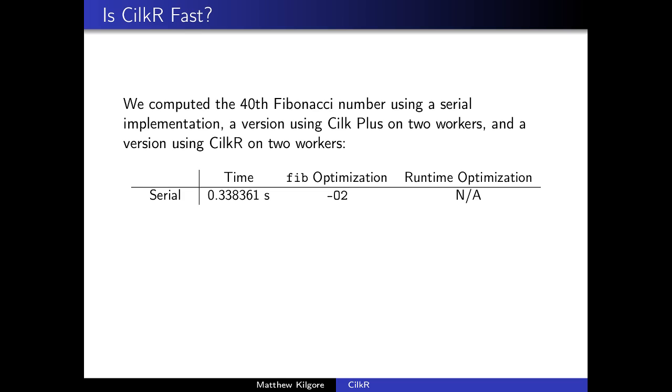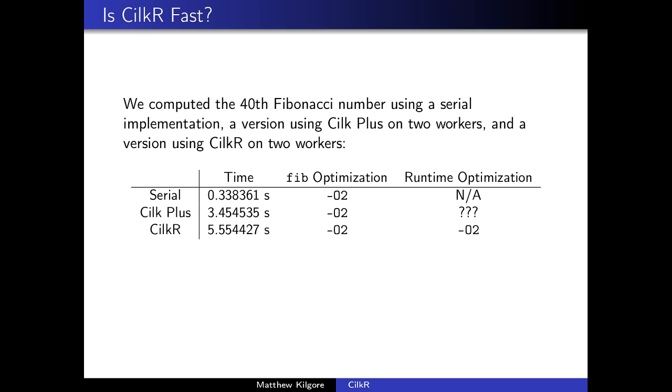So the serial version took 0.338 seconds. That was compiled on O2, and obviously it wasn't using a Cilk runtime. Cilk+ took 3.4545 seconds, again compiled on O2, using the standard runtime. Now that's a bit terrifying because it's already a 10x slowdown. But that actually sounds good for us. We're using a much shorter system, so we should be able to beat that, right?